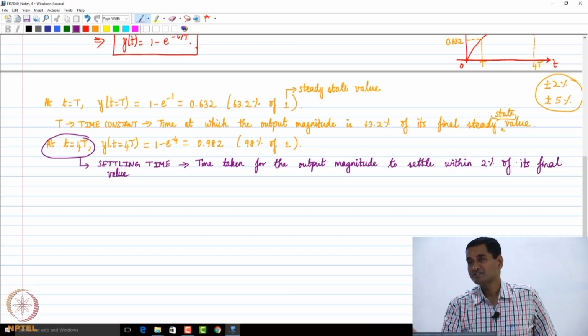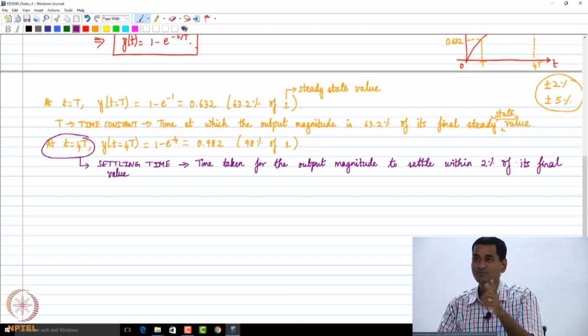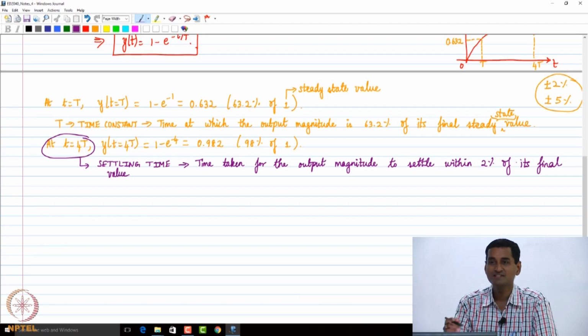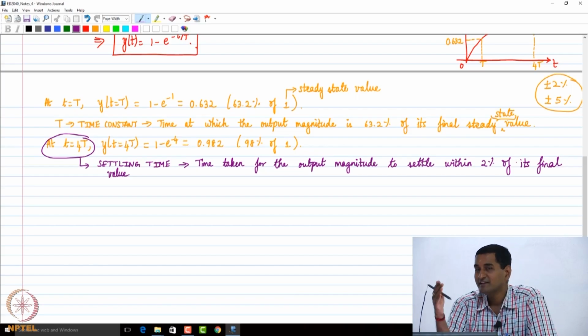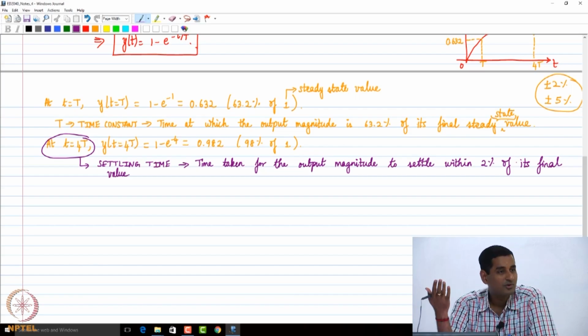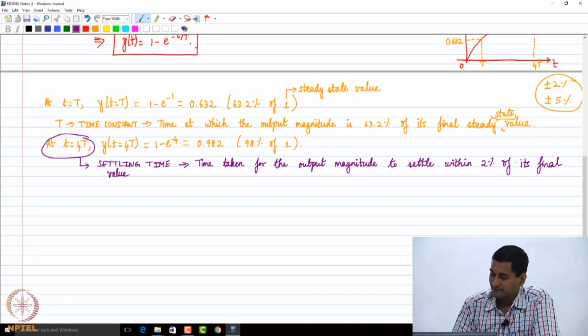So if you give a unit step, if the transfer function happens to be in this structure, you will get 1 as the steady state value. But we will shortly see that that need not be the case all the time. Because we are dealing with linear systems, I can always scale the input and the output. Doesn't matter, right? So that is the definition of settling time.